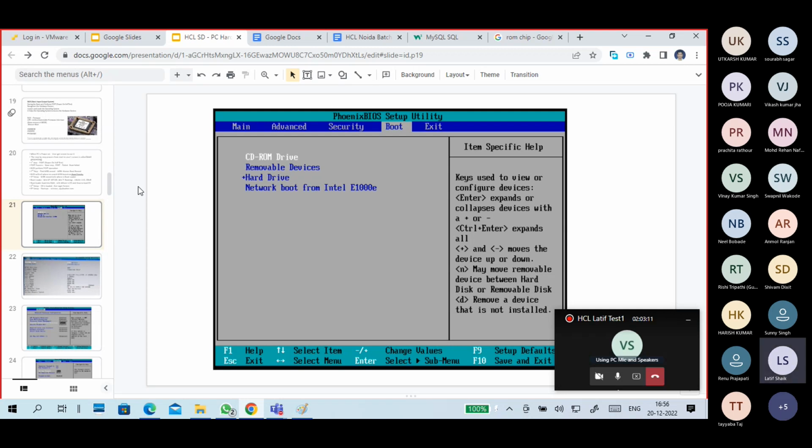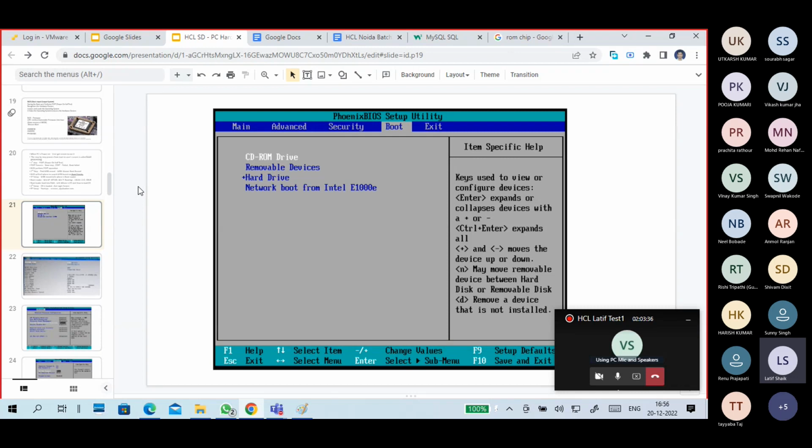Boot. When you start your computer, guys, the system doesn't know from where it has to search for the operating system. Your BIOS will tell from where it has to search for the operating system. This is a boot priority list, and you can change the boot priority list also.